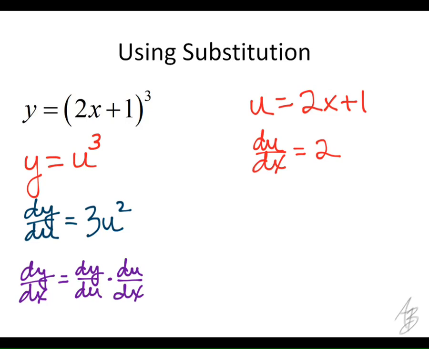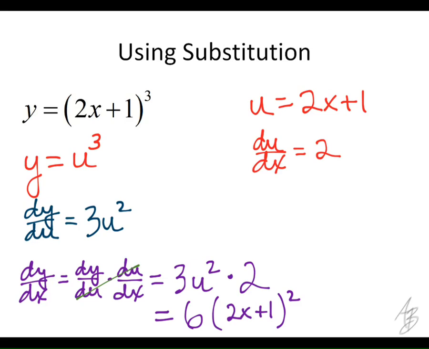You don't necessarily have to go through all these steps every time. I just want to make sure you see where this is all coming from. And these du's here are going to cancel each other out. And so that's going to equal, what is dy du? 3u squared times du dx, 2. So there's two things I'm going to do in this next step here. I'm going to go ahead and multiply the constants together. 3 times 2 is 6. And then I also want to get rid of the u. So instead of u, I'm going to put 2x plus 1.